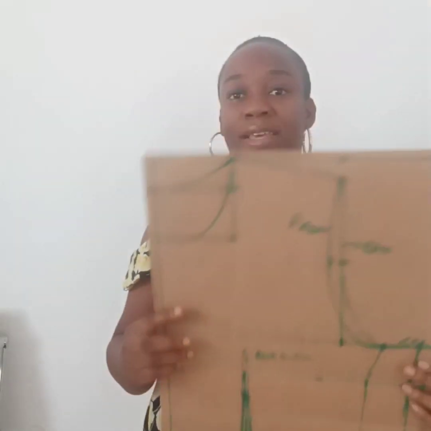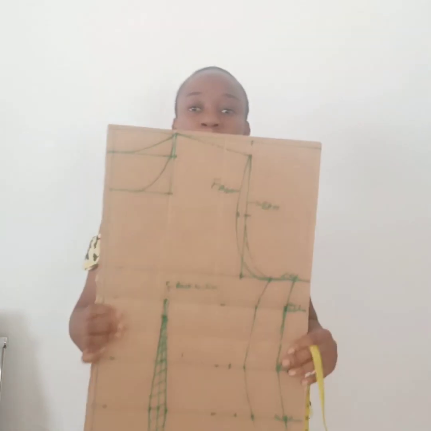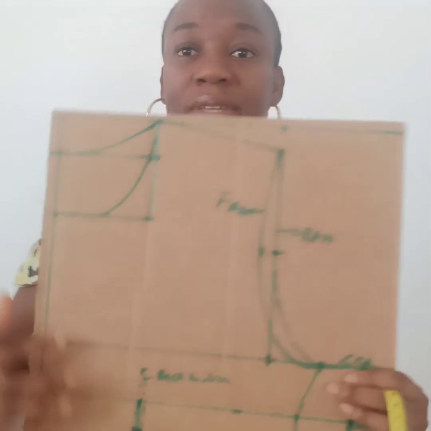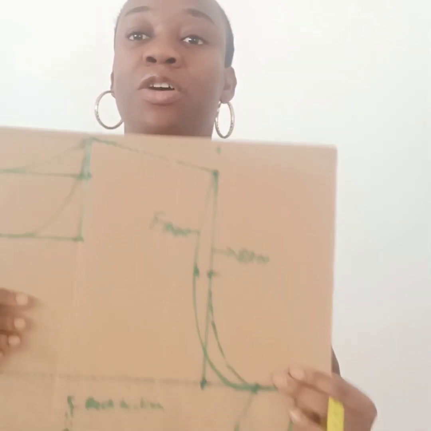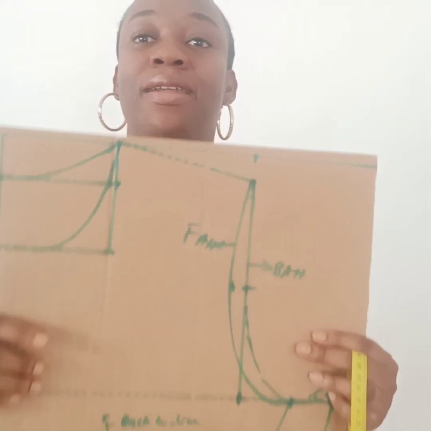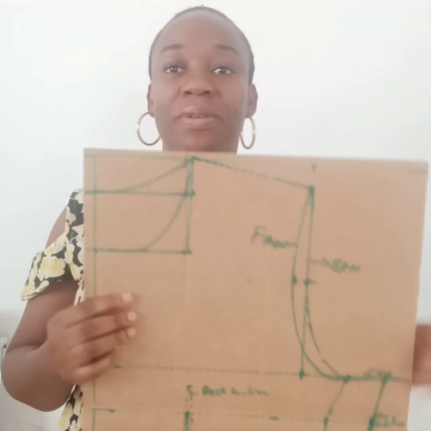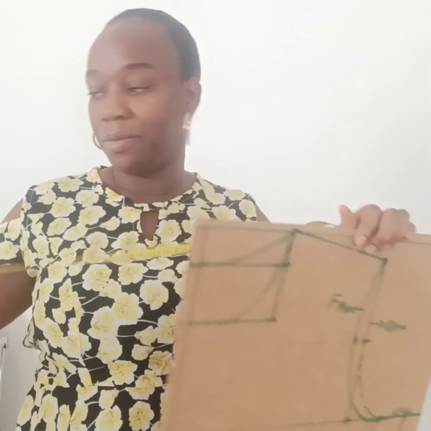Now, the difference between the off-shoulder pattern and the regular pattern is that there is no shoulder. This is a basic bodice pattern, so you can see it has a neckline and it has a shoulder. The off-shoulder has no shoulder; you only have a neckline. To draft an off-shoulder pattern, you have to determine how much you want to take away from the shoulder.